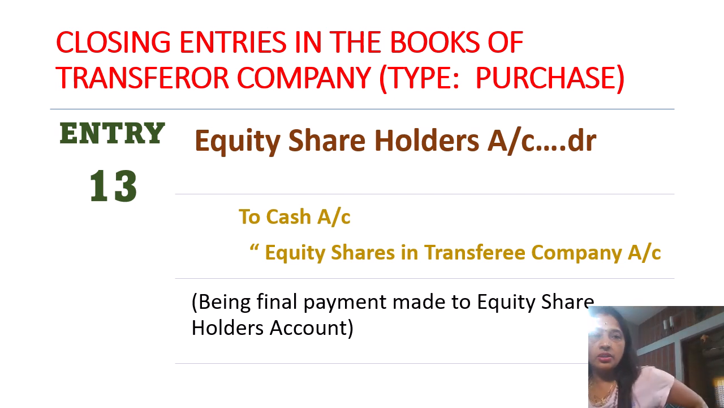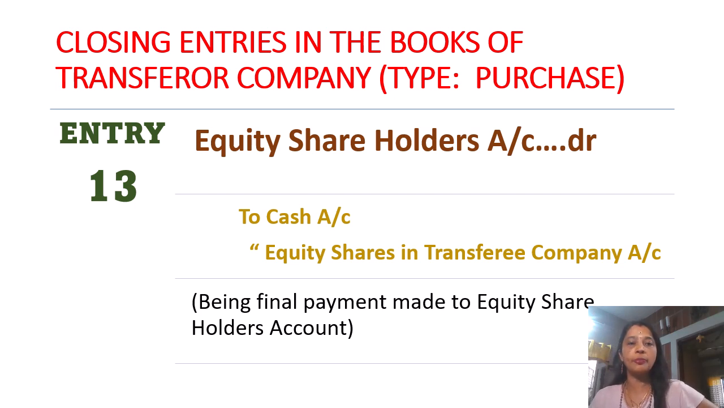Similarly, the last entry, the closing entry, will be final payment to equity shareholders. The equity shareholders may be paid cash or may be paid shares, whatever mode of payment there is in discharge of purchase consideration. So equity shareholders account debit, because they are receiving cash and equity shares in the new company, to cash account, to equity shares in transferee company account. Once you post all these entries, the transferor company books will be closed.